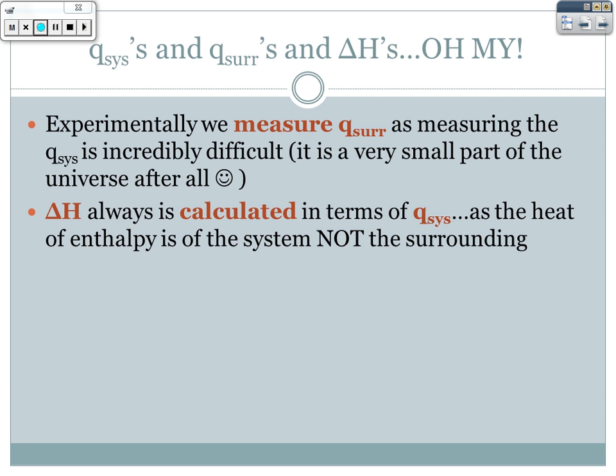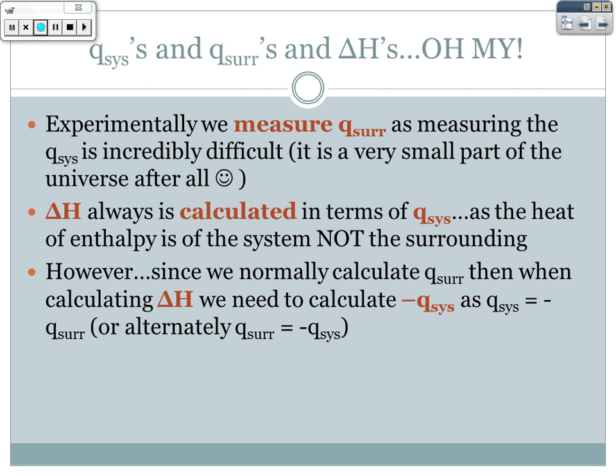Delta H is always calculated in terms of Q system, but we always measure Q surroundings. So we have to be able to relate that somewhere, which is why our delta H is equal to negative Q surroundings. Since we normally calculate Q surrounding when calculating delta H, we need to calculate negative Q system.